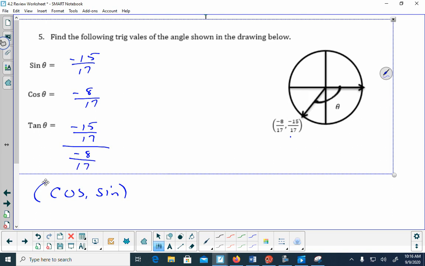And you can also think of this as sine over cosine. So now this is a complex fraction. I have to simplify it. So I'm going to take negative 15 over 17, and I'm going to multiply it by the reciprocal, which is 17 over negative 8. These 17s will simplify, and negative times a negative will be a positive. So I'm going to end up with 15 over 8, and that is going to be my tangent.